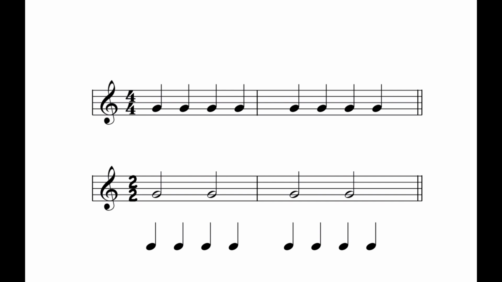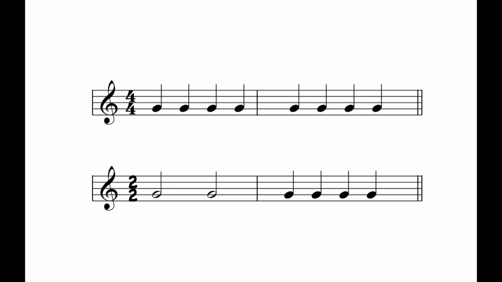So if I was to mix this second line of music up, and we have 2 half notes in the first bar and 4 quarter notes in the second bar, how would you tell if it's a 2/2 time signature or a 4/4 time signature? Well, the truth is you wouldn't know. You wouldn't be able to pick between the two, and both would be right and both would work.